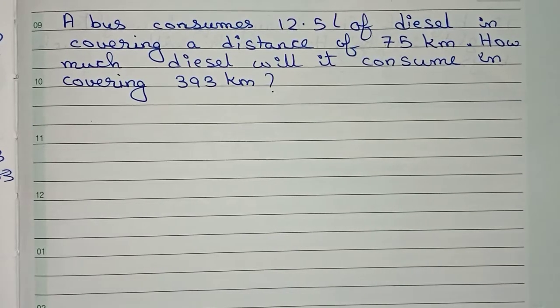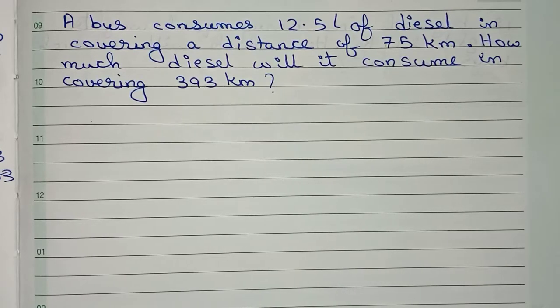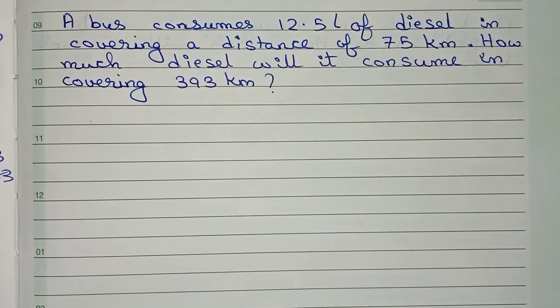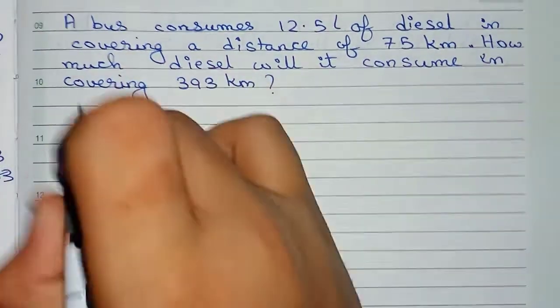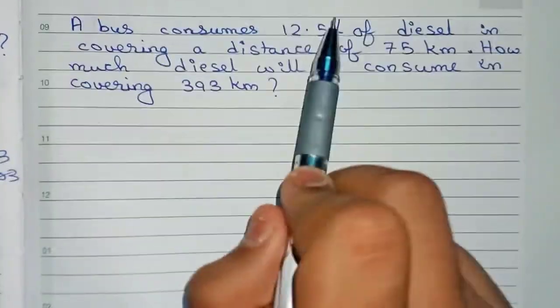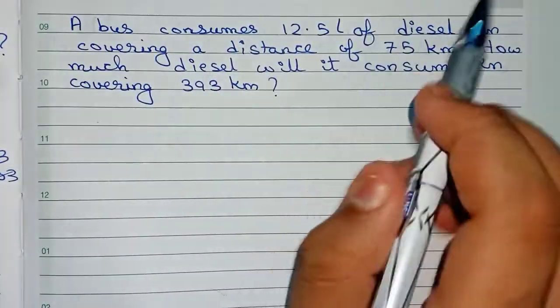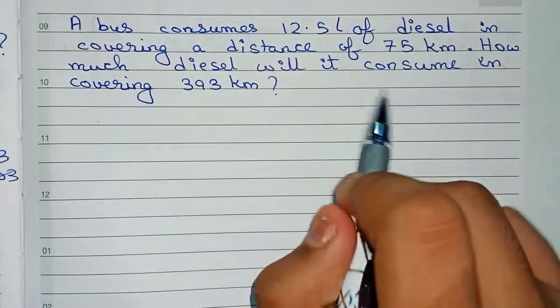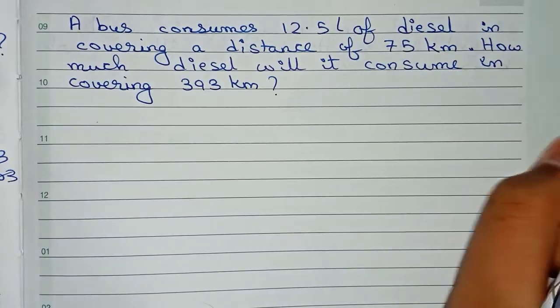So our first question will be: a bus consumes 12.5 liters of diesel in covering a distance of 75 km. How much diesel will it consume in covering 393 km? So this is our question, and I will solve it. First, in the question it is given how much diesel, that means we have to find the amount of diesel. So we have to write the amount of diesel at the end of the statement.